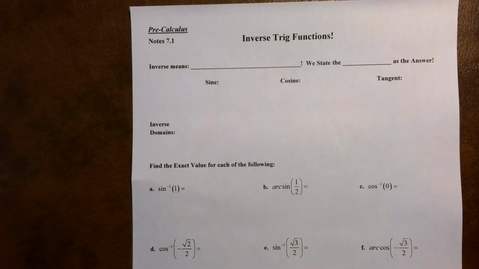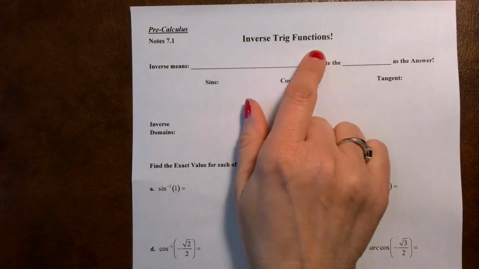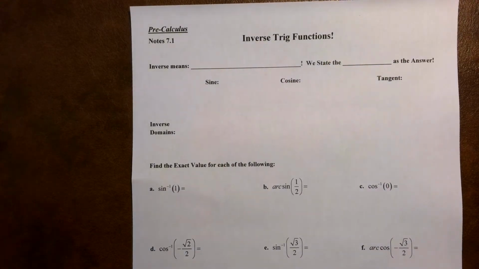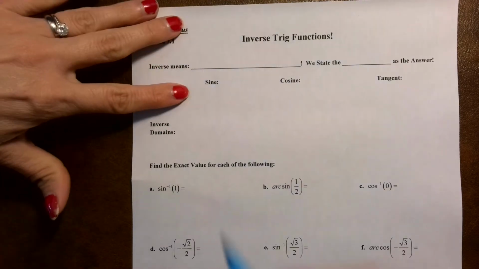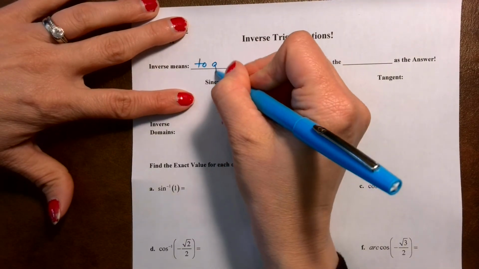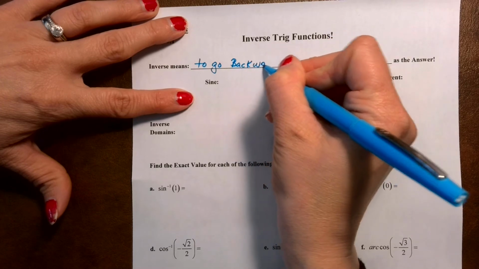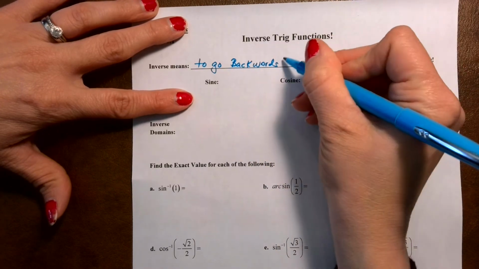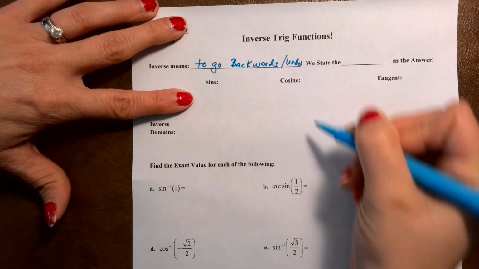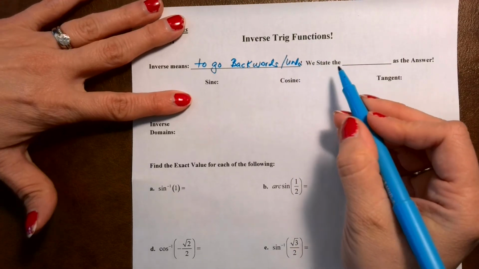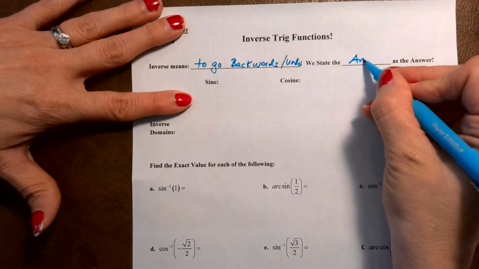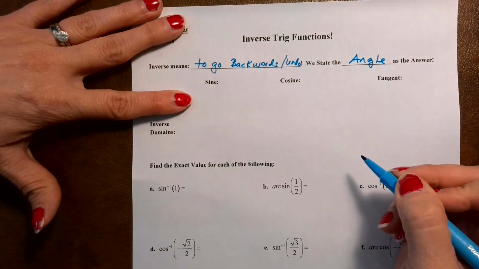Hey Pre-Calc, let's take a look at a lesson on inverse trig functions. Okay, inverse trig. Inverse means to go backwards. It's the inverse, or to undo. Backwards or undo. Okay, so what happens is we're going to state the angle as the answer, and we're doing trig functions.